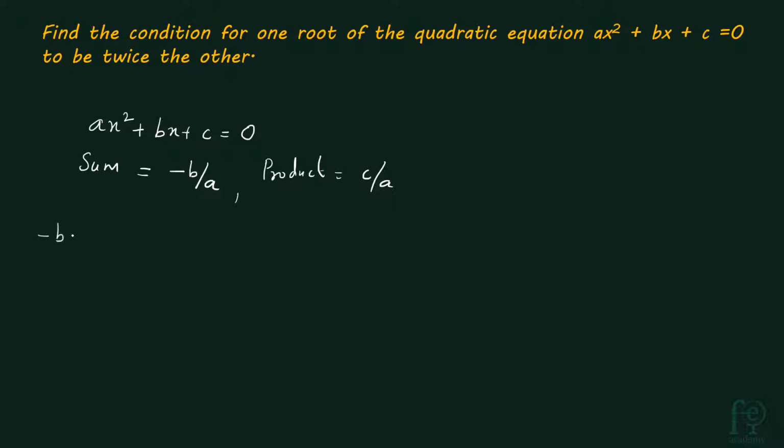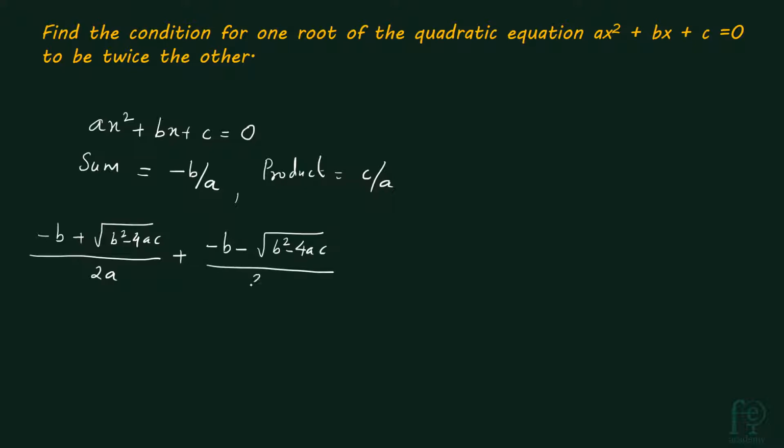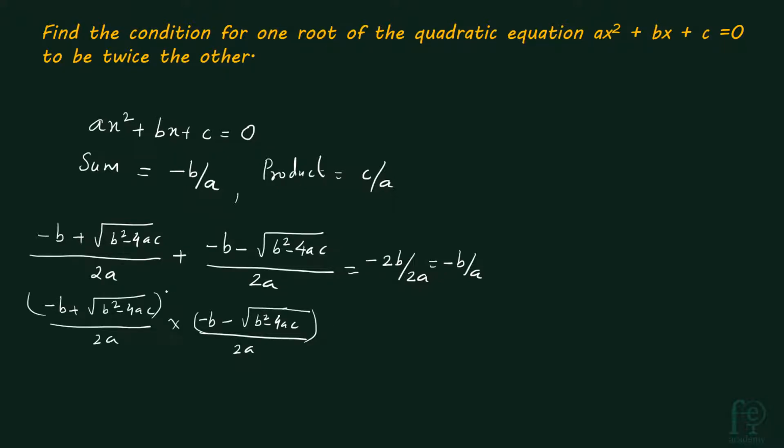You know the equation for the root is given by minus b plus root of b square minus 4ac divided by 2a, and the second root is given by minus b minus root of b square minus 4ac divided by 2a. So let's take the sum of the roots. Sum of the roots will be given by minus 2b divided by 2a, which gives us minus b by a. And what about the product of the roots? It will be given by minus b plus root of b square minus 4ac divided by 2a multiplied by minus b minus root of b square minus 4ac divided by 2a.